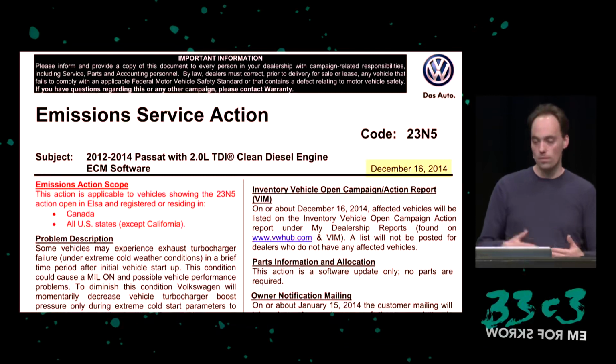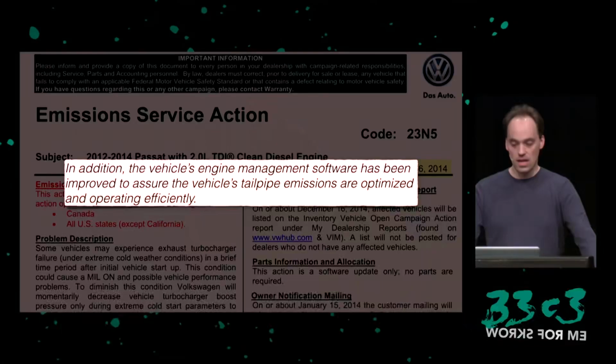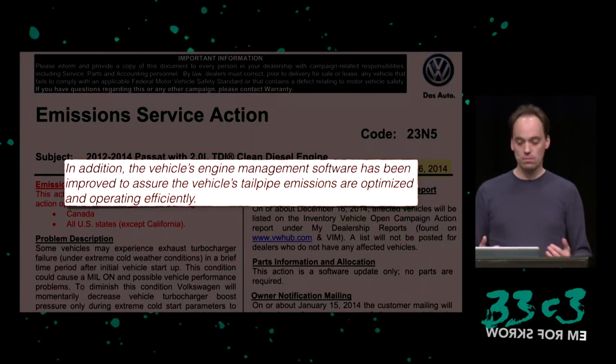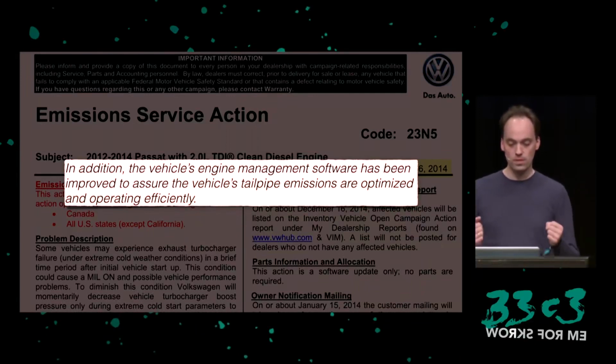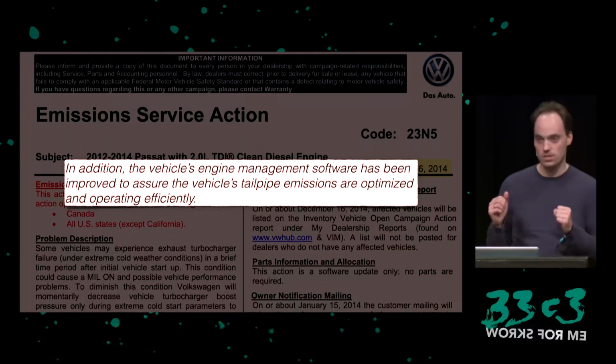So this was way before the whole Dieselgate was public, but the EPA was already talking with Volkswagen, already demanding explanations. All that investigation was already proceeding. Volkswagen knew about this, that people had figured out about the defeat device. And it had something very interesting in it that said, in addition, the vehicle's engine management software had been improved to ensure the vehicle's tailpipe emissions are optimized and operating efficiently. That sounds really fishy to me.